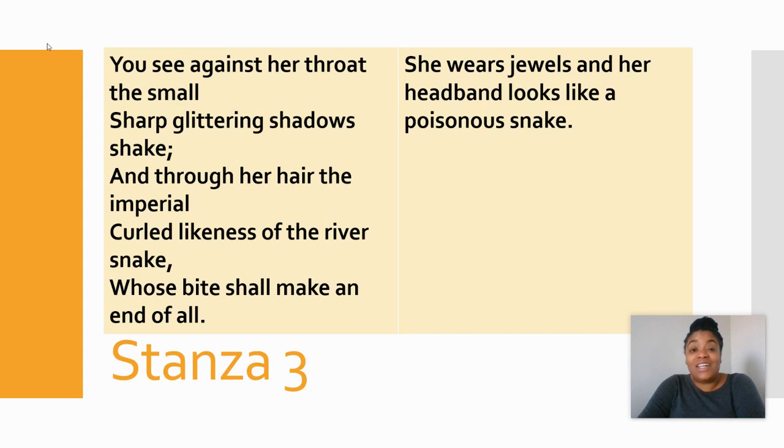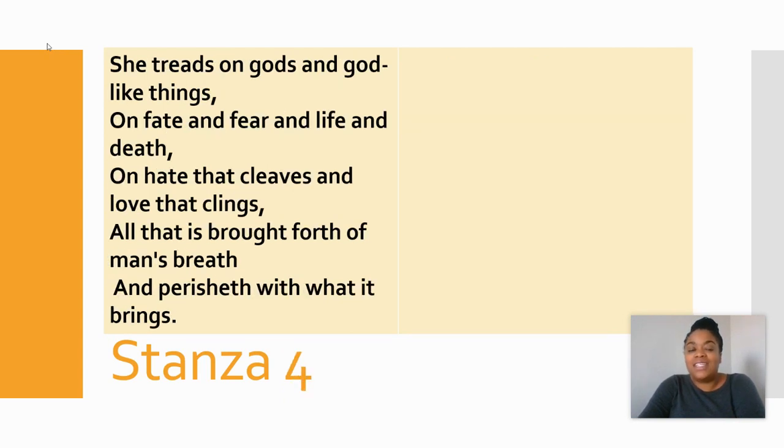All right, let's go ahead and look at stanza 4. So stanza 4 reads, she treads on gods and God-like things, on fate and fear and life and death, on hate that cleaves and love that clings, all that is brought forth of man's breath, and perish with what it brings.